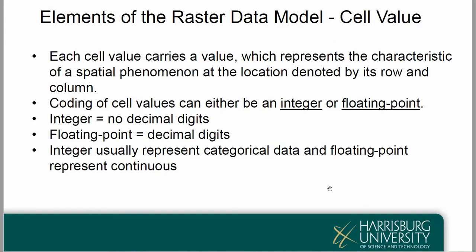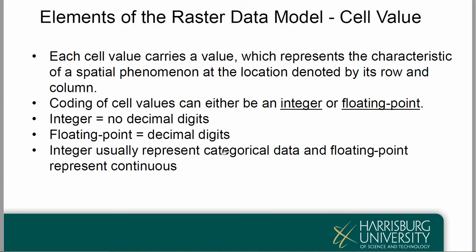Within the raster data model, you have cell values. Each cell, each one of those grid squares, carries a value that represents the characteristic of the phenomenon on the ground at that location. Coding for those values can be a straight number or a decimal place, which is what floating point indicates. An integer, as you see here, has no decimal digits. A floating point has decimal digits.